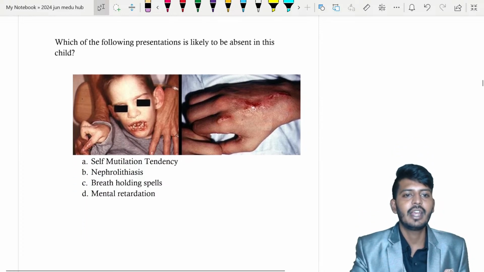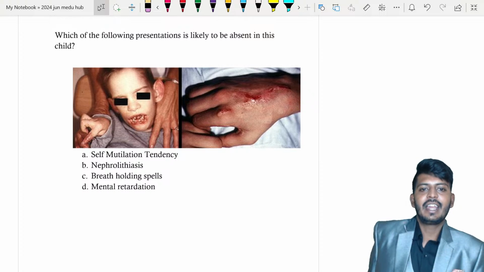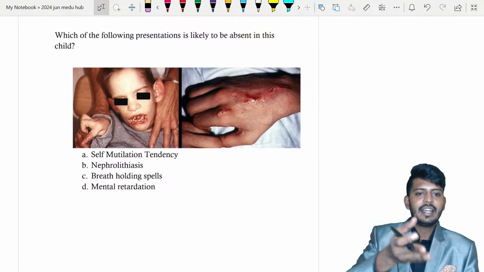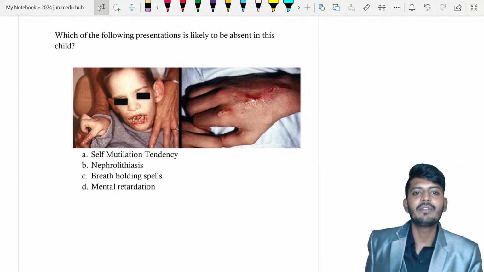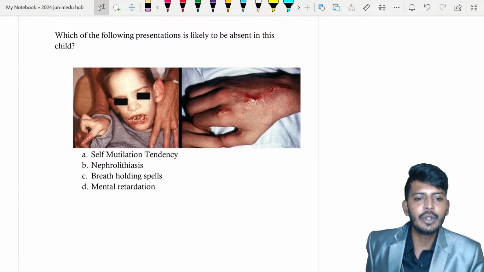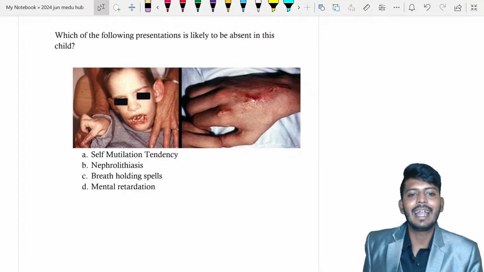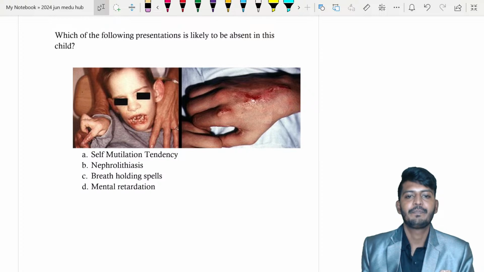चलिए आगे बढ़ते हैं. ये क्वेश्चन क्या है? Which of the following presentation is likely to be absent in this child? Okay, पहले तो ये child का सिनेरियो देखो भैया, क्या डायग्नोसिस बनाते हैं. And let's look at the options. Which of the following is not seen? Self mutilation tendency, nephrolithiasis, breath holding spells and mental retardation. ठीक है, so कौन सी चीज नहीं रहेगी?